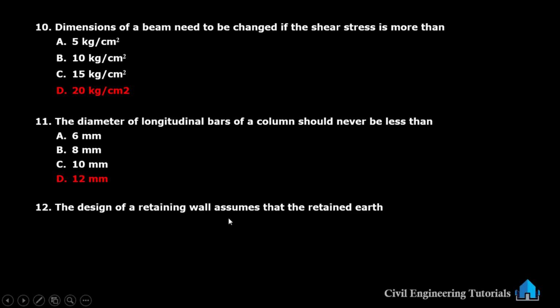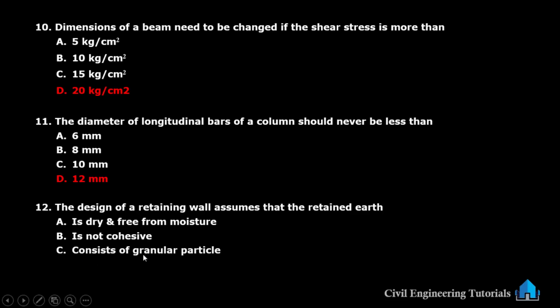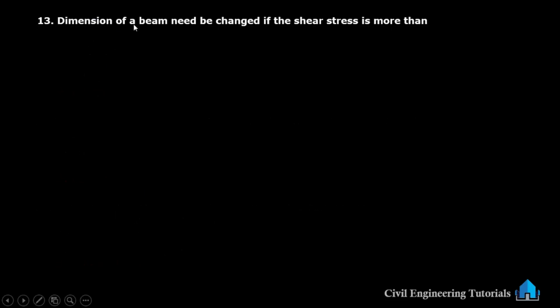Next, the design of a retaining wall assumes that the retained earth, option A, is dry and free from moisture, option B is not cohesive, option C consists of granular particles, option D all the above. So the answer is all the above. Design of a retaining wall assumes that the retained earth is dry and free from moisture, is not cohesive, consists of granular particles. All the above.